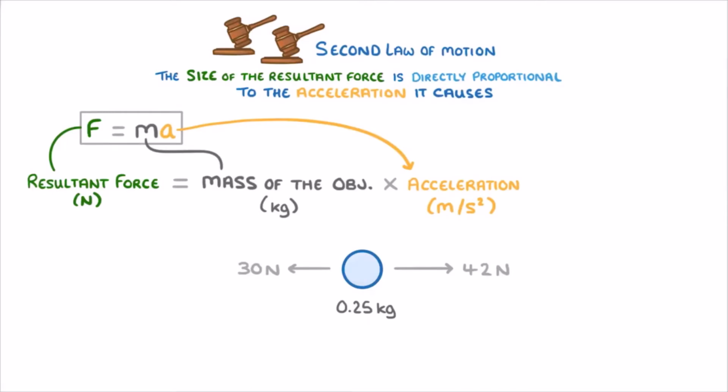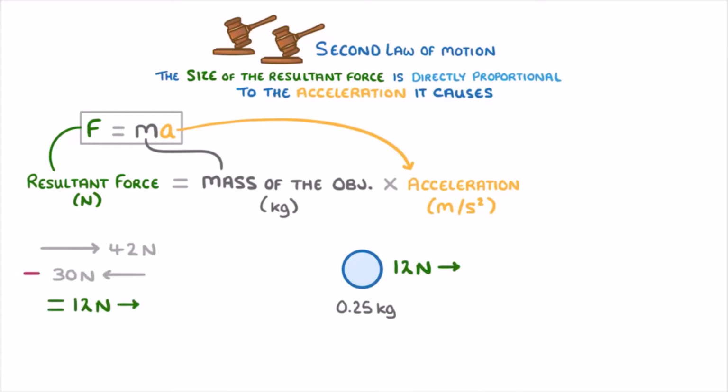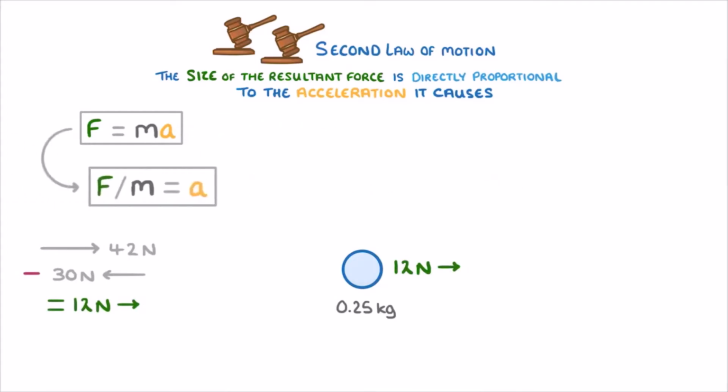First, we're going to need to find the resultant force, which would be 42 minus 30, so 12 newtons to the right. Then we'd rearrange our equation to get force over mass equals acceleration, and plug in our values to give 12 newtons over 0.25 kilos to get an acceleration of 48 meters per second squared.